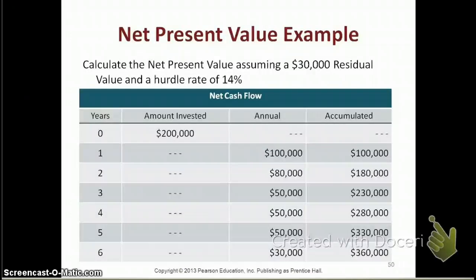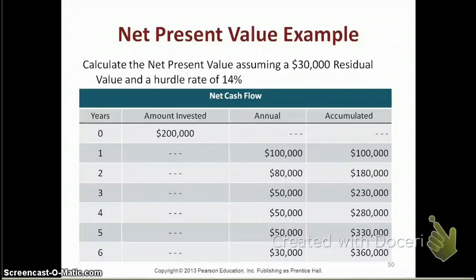Let's take a look at an example. They want you to calculate the net present value, assuming a $30,000 residual value and a hurdle rate of 14%. We are going to invest $200,000 now, and these are the cash inflows that we expect over the next 6 years. The 6th year, $30,000 is our residual value. Now what we need to do is to bring all these payments down to our present value so that we can compare it against our amount invested and calculate our net present value. Each of these amounts will be treated as a lump sum.